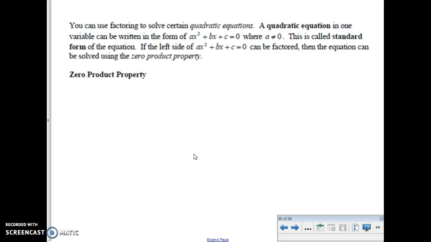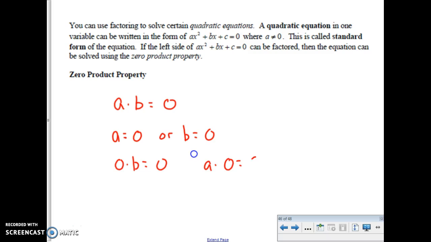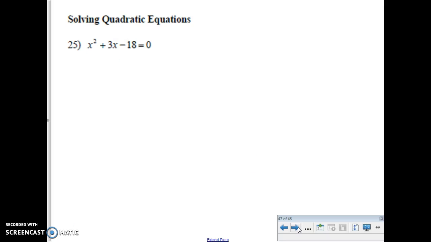The only way this works is if I can have everything on one side and 0 by itself, and it can be factored. An equation can be solved using the zero product property. If you guys remember, I'm saying that if a times b equals 0, either a equals 0 or b equals 0. So I can do 0 times b, that's going to equal 0, or a times 0 is going to equal 0 as well. So what I'm trying to do is use factoring to solve this equation.